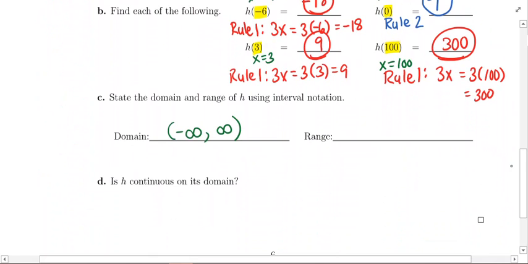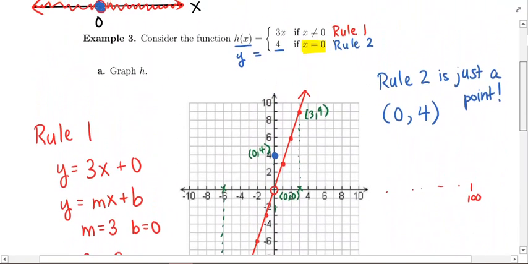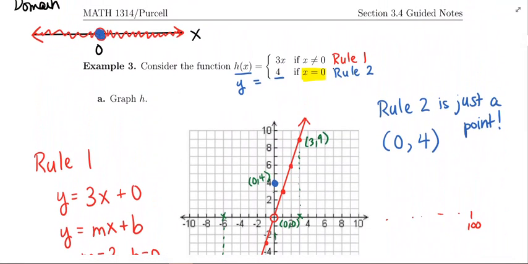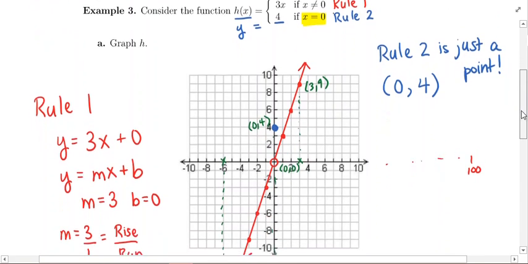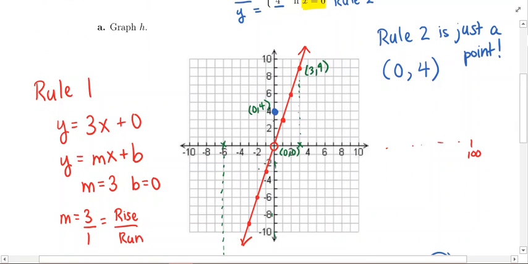The range. Let's try to do the same thing for the range. Let me make another number line here. For the range, we're going to be tracking y values. Let's start with rule 1, the red line. For range, you need to be going from the bottom to the top and writing down y values. So we're starting way down here. The lowest point on the graph is going to be negative infinity.